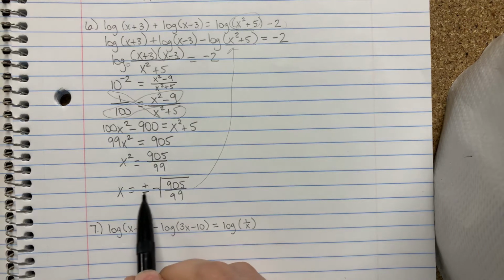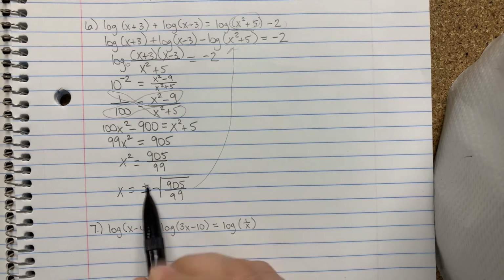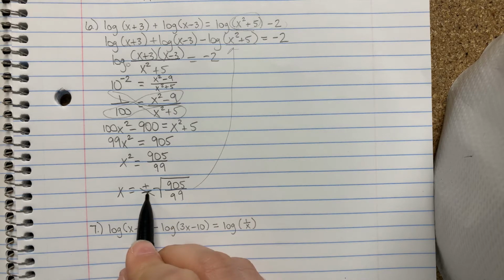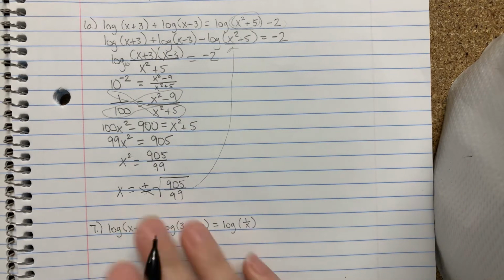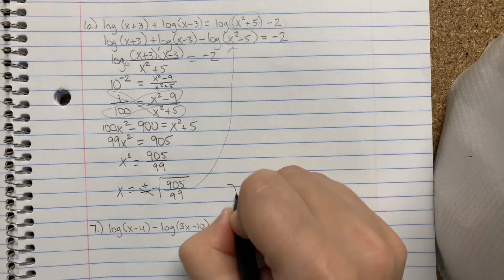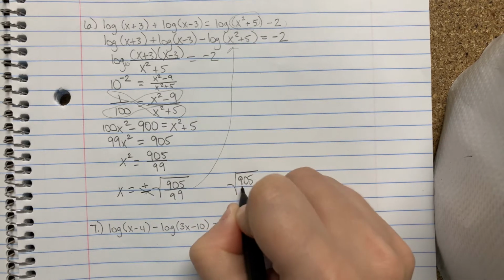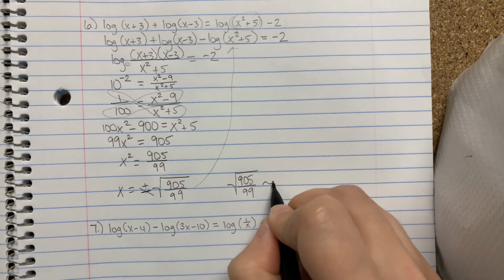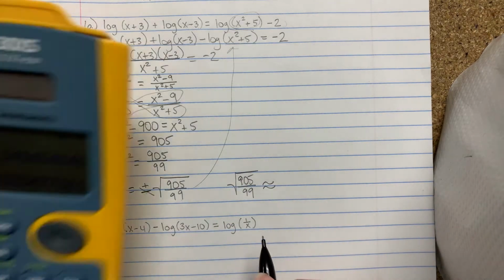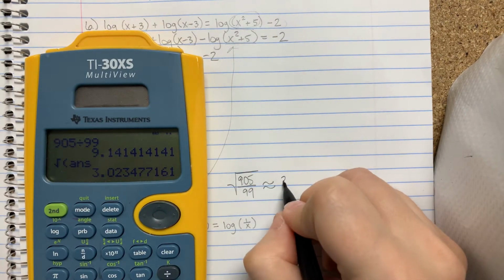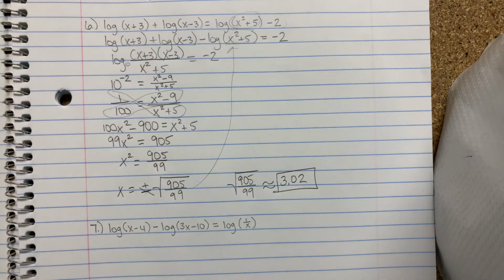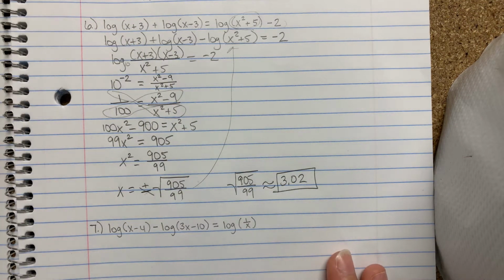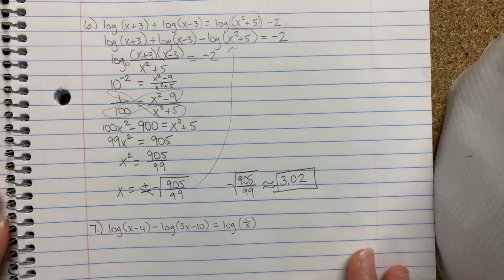Now, if this were a negative, that's going to be a problem. So that one would be an extraneous solution. It says it's a solution, but when I plug it back in, it doesn't work. So that's not an answer. My answer really is just the square root of 905 over 99, which as a decimal is 3.02. Okay, so don't forget about those extraneous solutions. I don't want you to forget about plugging things back in up there.